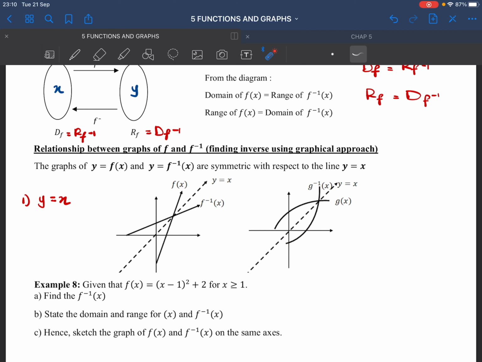So the first thing that you have to do if the question asks to sketch fx and f inverse, kena lukis dulu y equals to x. Okay, so kamu tahu dia reflect dekat mana.